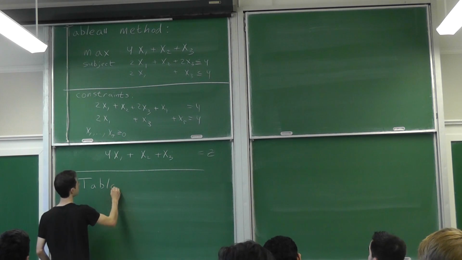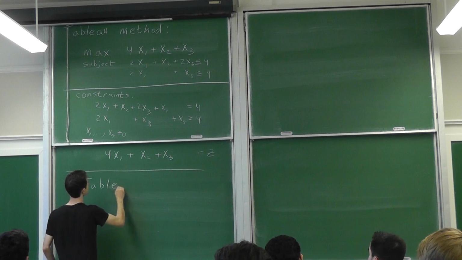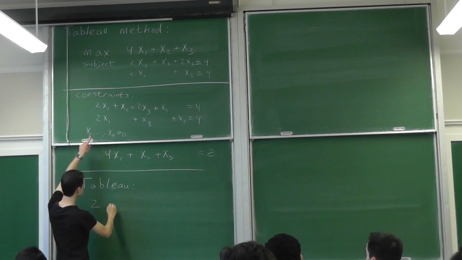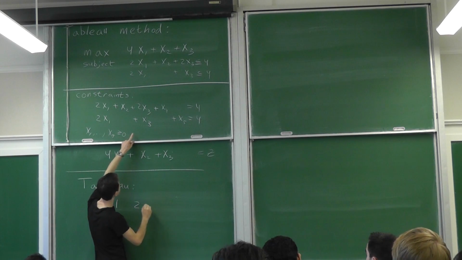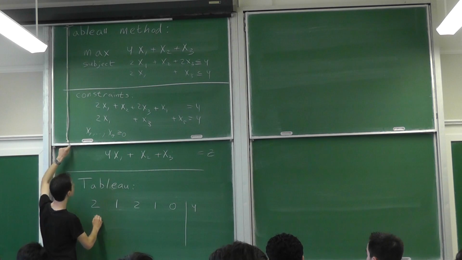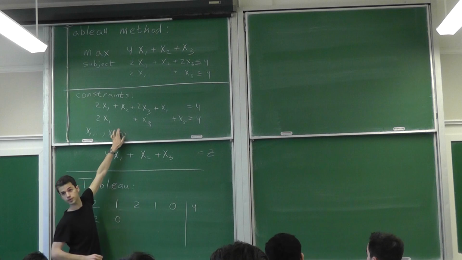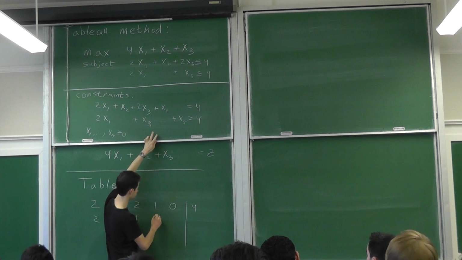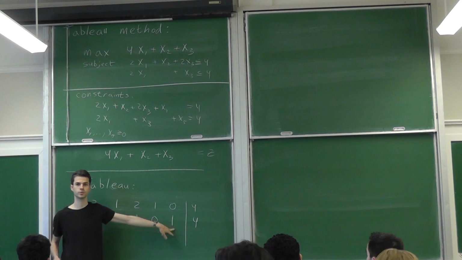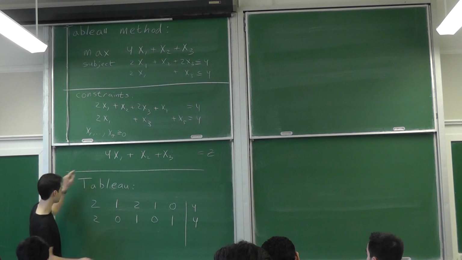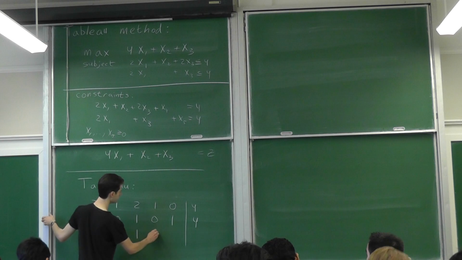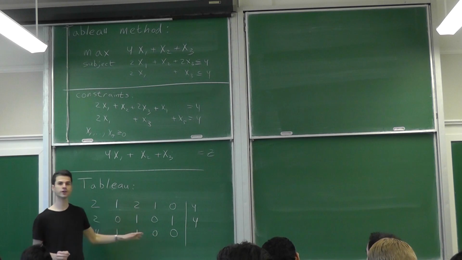Here it's called a tableau. It looks like this. I'll just record the coefficients. First row: 2, 1, 2, 1, 0, 4. Second row: 2, 0, so nothing with x2, 1, 0, 1, 4. So once again, nothing with x4 and 1 times x5. And finally, the last one: 4, 1, 1, nothing with x4, nothing with x5.